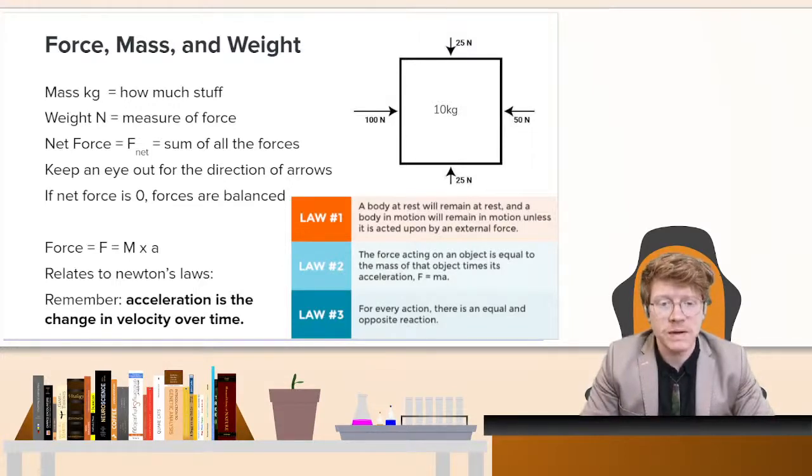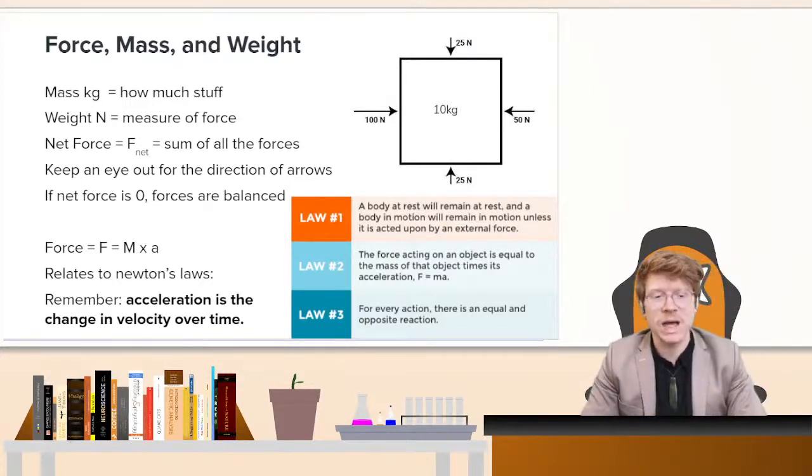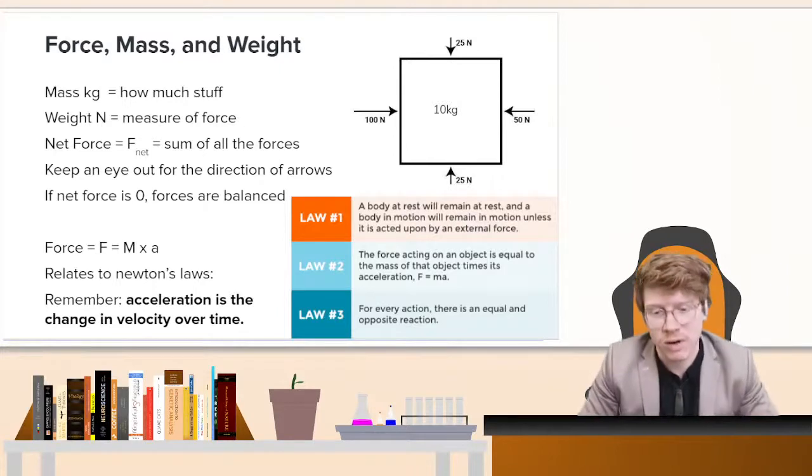So we've got 50 newtons equals 10 kilograms times some unknown acceleration. We can move the mass to the other side by dividing both sides by 10. So we end up with acceleration equal to 50 divided by 10. That means our box is going to accelerate at 5 meters per second squared, right, over to the right. So it's going to increase its speed from whatever it was starting.